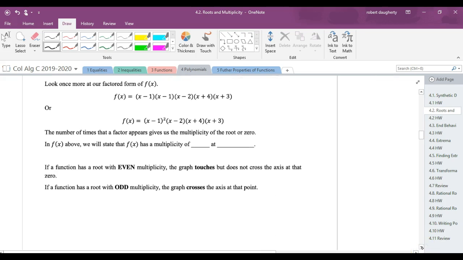And so let's look at this example. If I see something like this that's factored, this is x minus 1 squared, x minus 2, x plus 4, okay? We will say there is a multiplicity of what number? Multiplicity of 2 at x equal what? Not negative 1, x equal 1, okay? The factor is x minus 1, so the solution is x equal 1, okay? There's a multiplicity of 2 at x equal 1. So if it has even multiplicity, my graph will touch the axis but will not cross. Odd multiplicity, I will cross the axis.